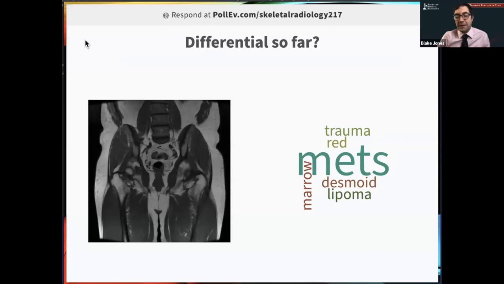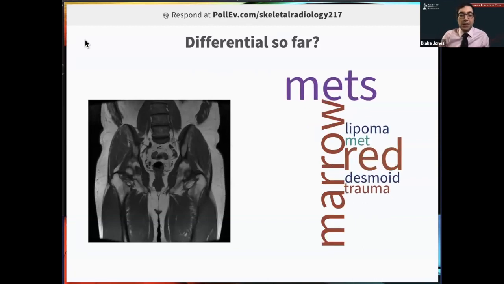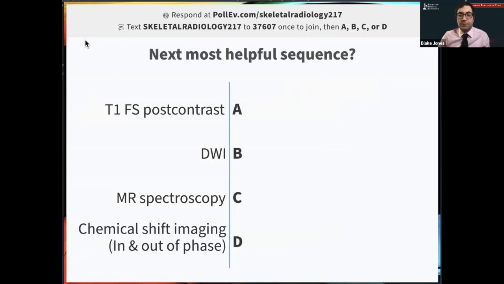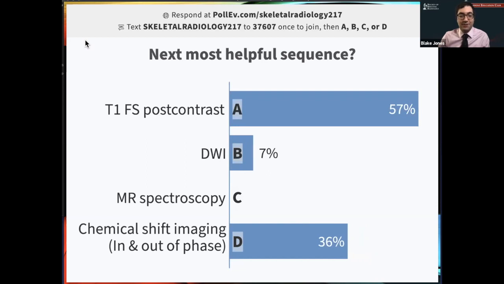All right. So I see, obviously, we have a lot of people saying mets. And then we've got some votes for trauma, desmoid, lipoma, red marrow. So excellent thoughts, we'll discuss further. What do you think would be the next most helpful sequence to obtain to help sort this out? The bars are fighting between post-contrast and chemical shift imaging. Now we have a few votes for DWI as well.